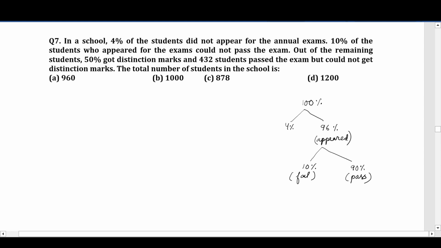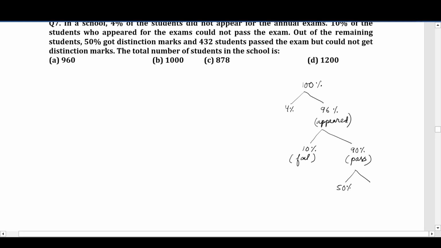Out of the remaining students, 50% got distinction marks. Out of the 90%, 50% got distinction, and the other 50% did not. 50% got distinction marks and 432 students passed the examination but could not get distinction marks.